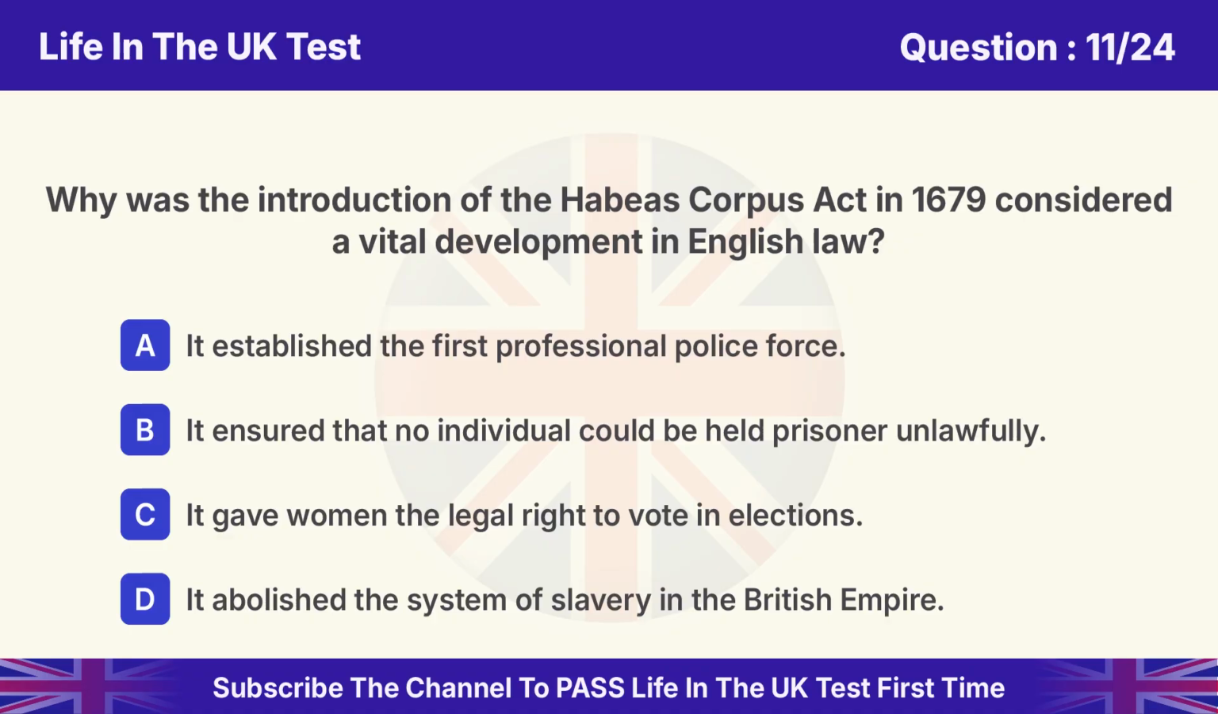Question 11. Why was the introduction of the Habeas Corpus Act in 1679 considered a vital development in English law? Option A. It established the first professional police force. B. It ensured that no individual could be held prisoner unlawfully. C. It gave women the legal right to vote in elections. D. It abolished the system of slavery in the British Empire.